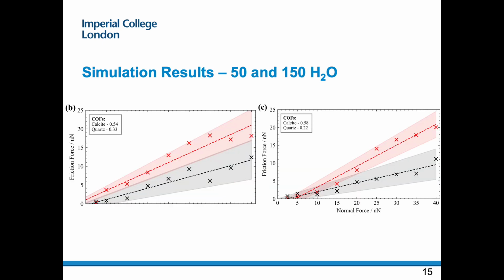Unlike with the dry case, when a water monolayer of 50 water molecules was added between the tip and the substrate, the figure on the left-hand side, the friction coefficient for diamond on quartz decreases significantly and the friction coefficient for diamond on calcite increases. When 150 water molecules were introduced to the system, the figure on the right-hand side, this trend, like we saw in the experimental results, was exaggerated, and the friction coefficient for quartz decreased further and for diamond on calcite increased.